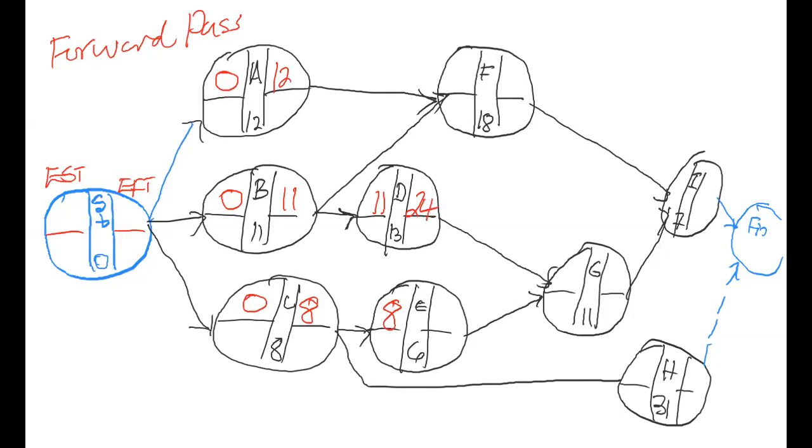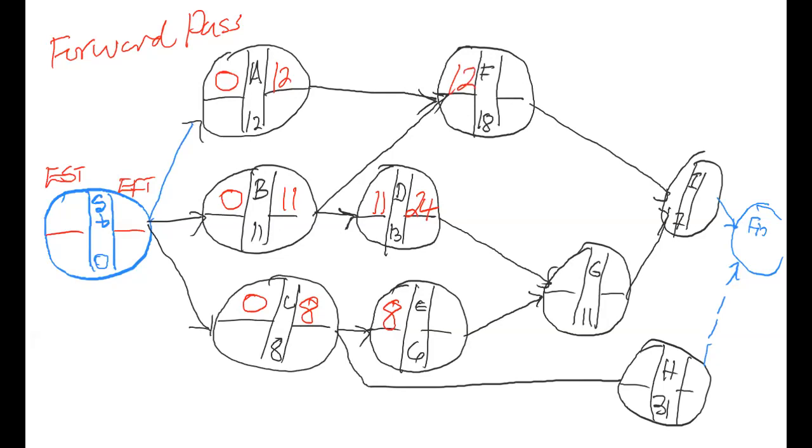When you look at activity F, it has two immediate predecessors in the form of A and B. The early finish time for A is 12. The early finish time for B is 11. So even though B is finished at week 11, activity F cannot be begun because activity A is still going on at week 11 up to week 12. Therefore, activity F cannot be begun until activity A is completed at week 12. So activity F will therefore begin at week 12.